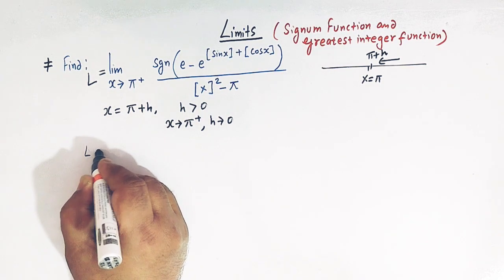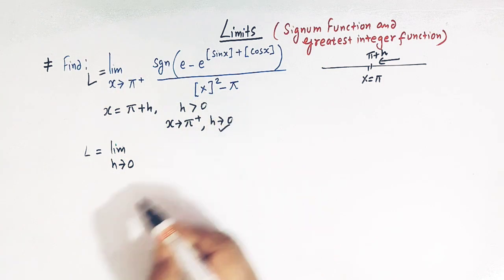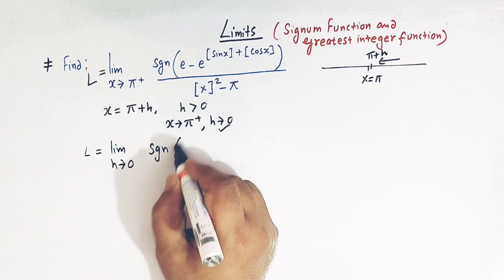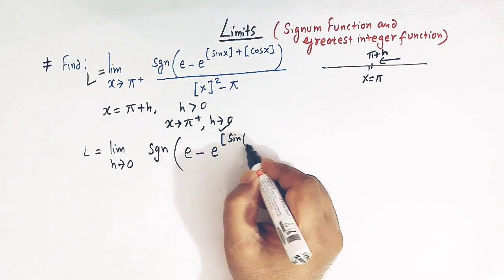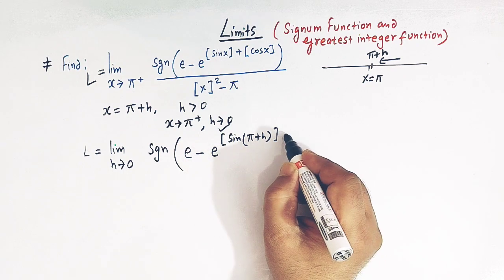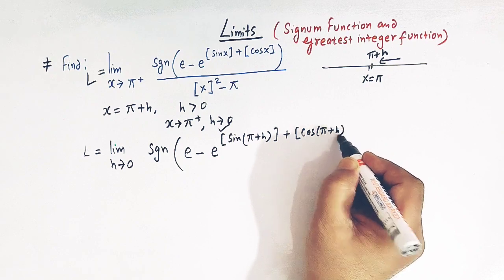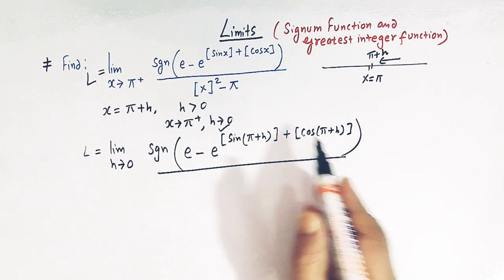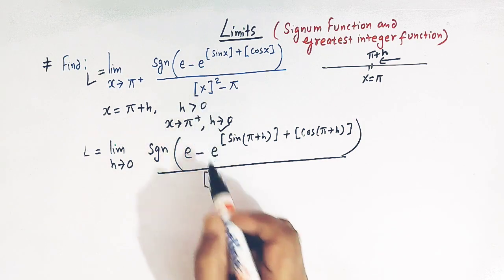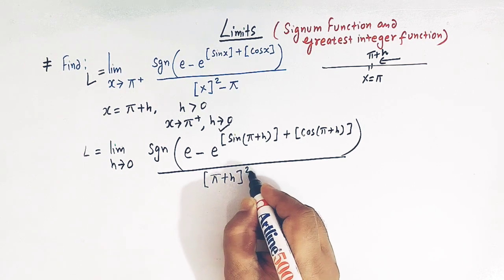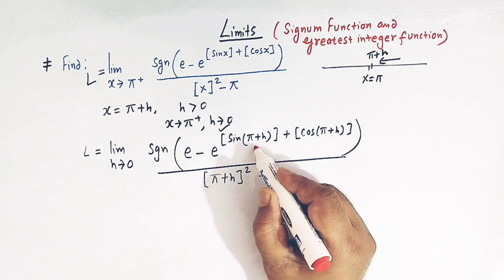Now we can write L as limit h tends to 0 of signum of e minus e raised to [greatest integer of sin of pi plus h] plus [greatest integer of cos of pi plus h], and in the denominator the greatest integer of x squared, where for x we write pi plus h, and the square and minus pi. Now see, here we have three terms.